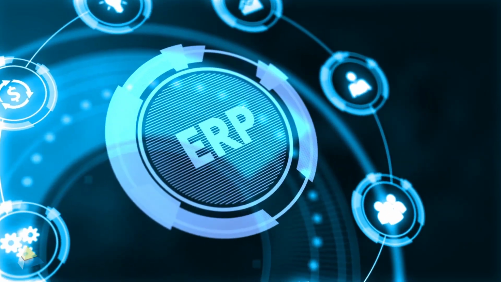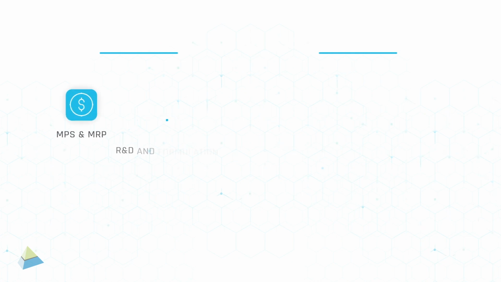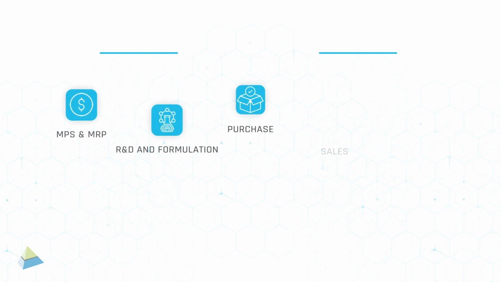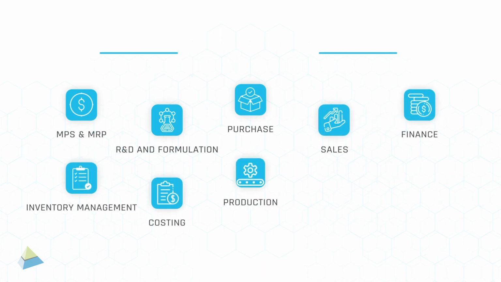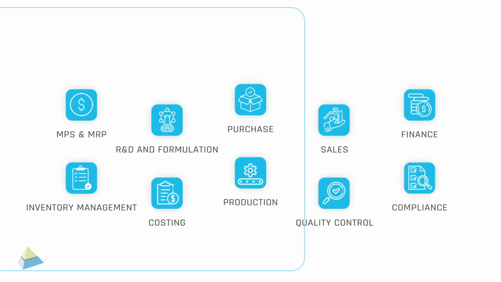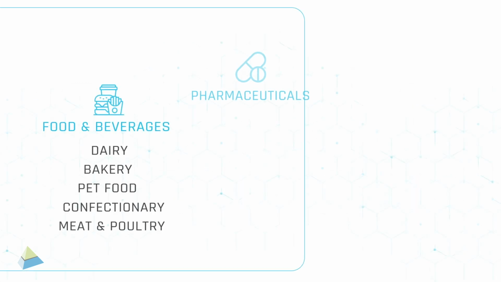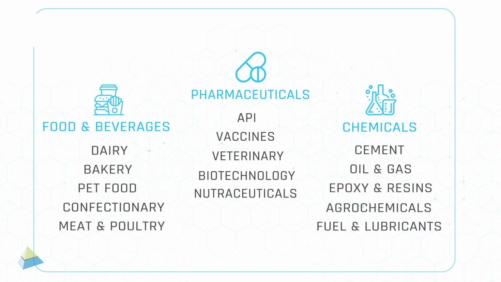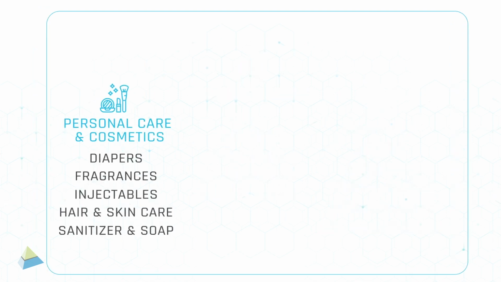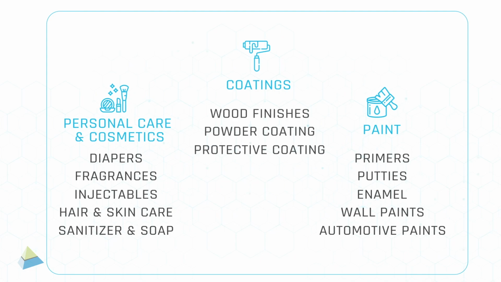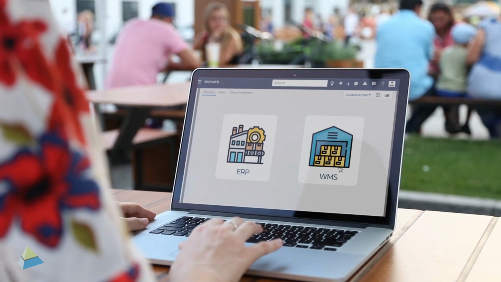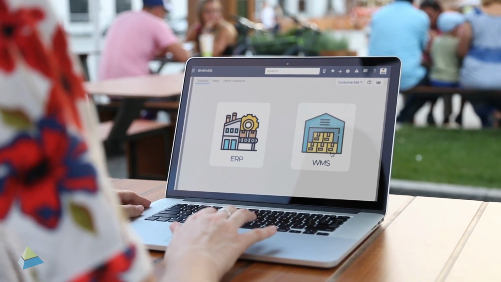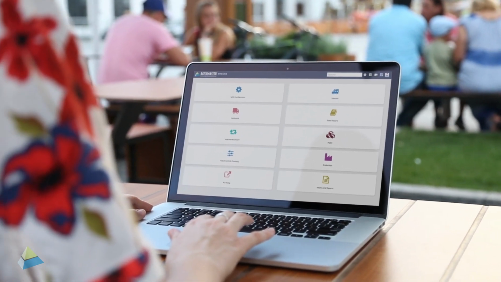BatchMaster Web delivers a set of dedicated business functionalities such as MPS and MRP, R&D and formulation, purchase, sales, finance, inventory management, costing, production, quality control, and compliance for the process manufacturing industries, and can be easily tailored to the processes specific to your industry vertical and micro-vertical. It comes loaded with both the desktop application and the WMS within the same software suite, and a single click is all you need to switch between the two.